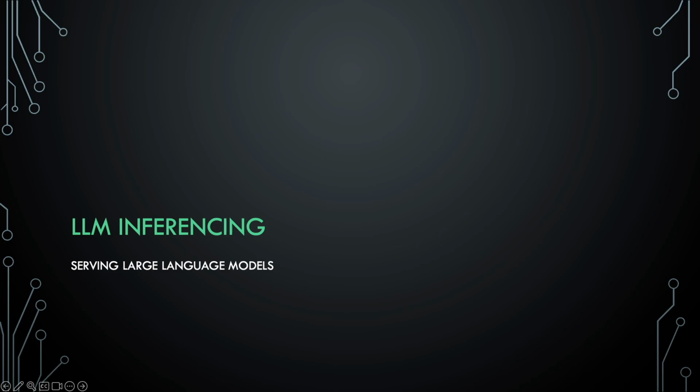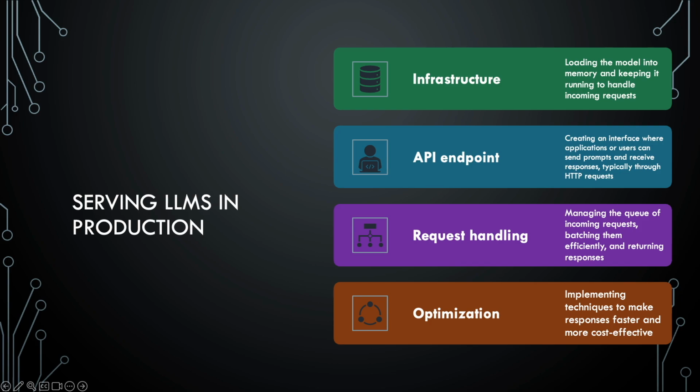Serving an LLM refers to deploying and running an LLM so it can receive requests and generate responses, basically making the model available for actual use. In order to serve an LLM in a production system, we need to first prepare the infrastructure to run it. This includes loading the model into memory and keeping it running to handle incoming requests. This may seem trivial after all of the infrastructure examples we've worked through in this course, but LLMs often have significant GPU, CPU, and memory requirements. Managing infrastructure for LLM systems is not a trivial task.